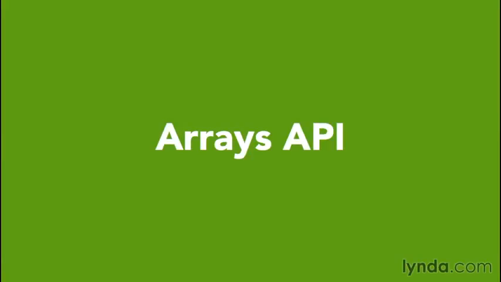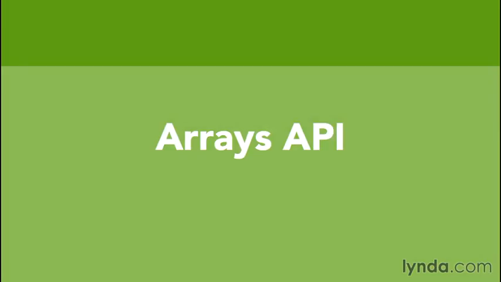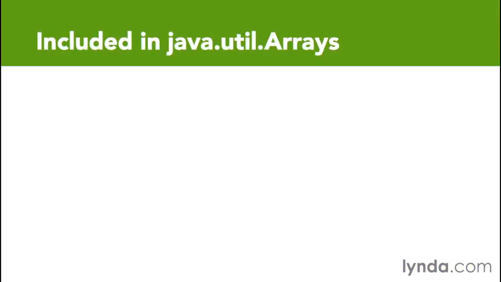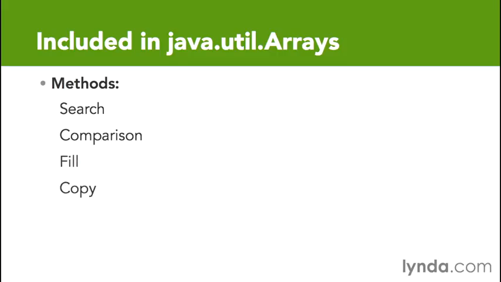Now that we've done a quick review of arrays, let's talk about the Arrays API that's included in the Java JDK. The Arrays API can be used if you include java.util.Arrays at the top of your program. It contains many useful array methods. Some of the methods include search methods, comparison methods, fill methods, copy methods, and sort methods.